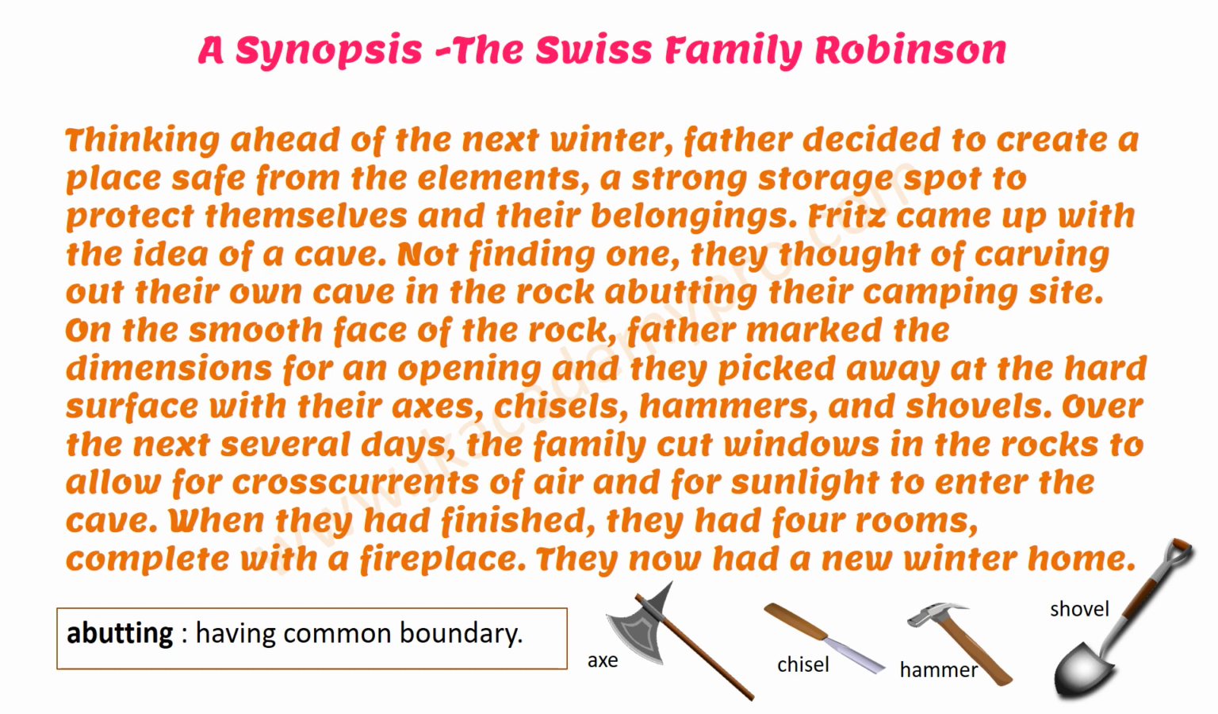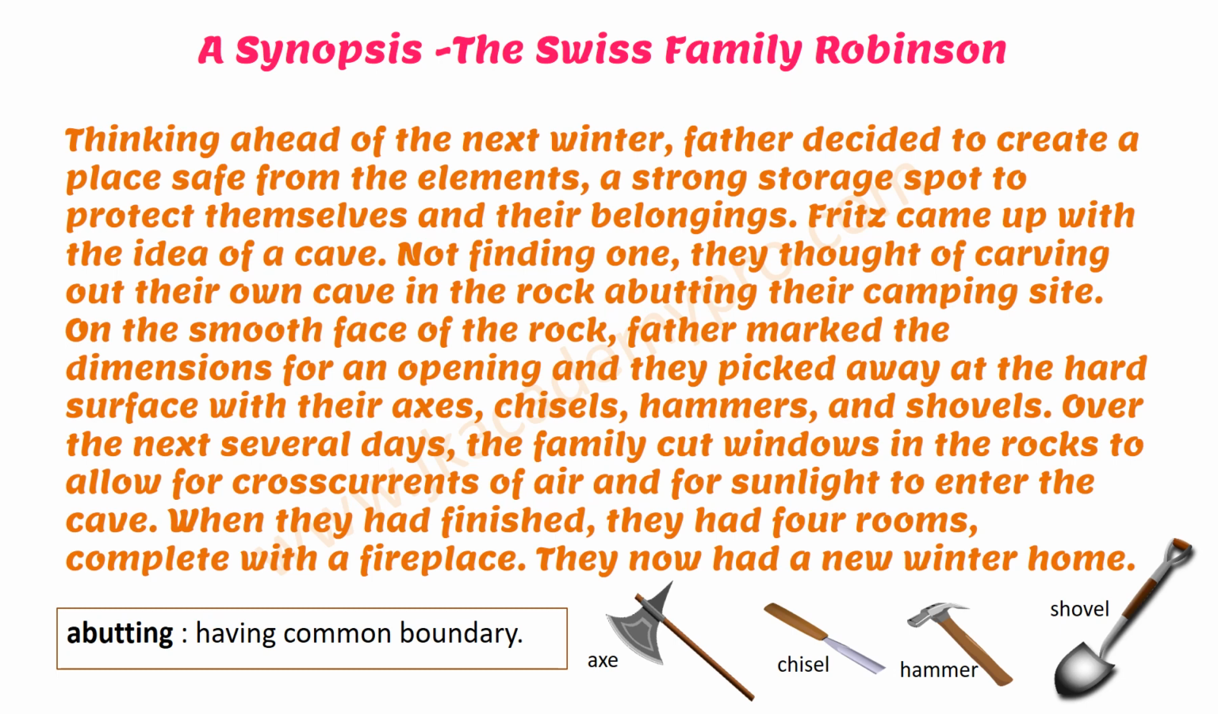When they had finished, they had 4 rooms complete with a fireplace. So fireplaces where they can burn the fire. So we know that they were making this house for the winters. So winters will be cold, it could be severe. So they required a place where they can burn the fire, no? So they made a fireplace also. Along with it, this big huge rock had 4 rooms. So you can imagine such a big rock it must be. They now had a new winter home. So this was going to be their winter house.